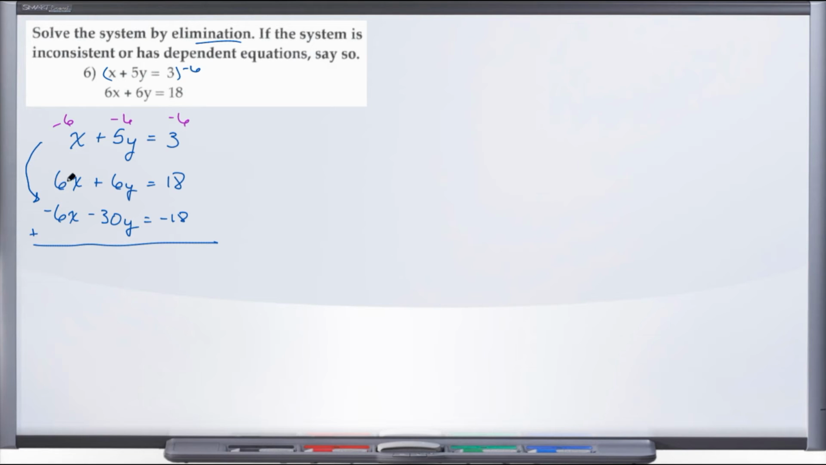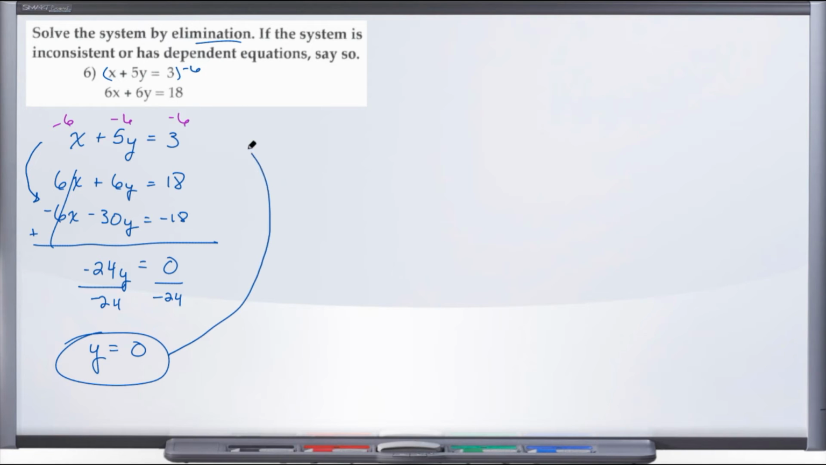So positive 6 minus 6, that goes away. And so we've eliminated our x's. And now we have 6y minus 30y. Well, that's going to give us a negative 24y. And then 18 minus 18 gives us a 0. And solving for y, we'll divide by negative 24 on both sides. And so we're left with y equals, well, 0 over negative 24 is just 0, and so the y is 0.